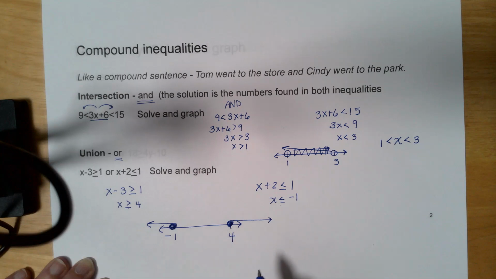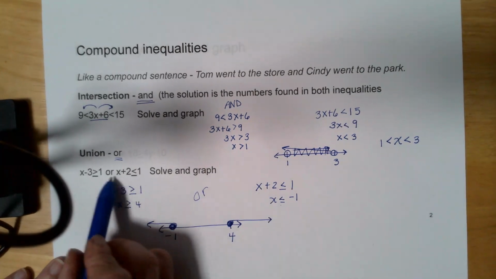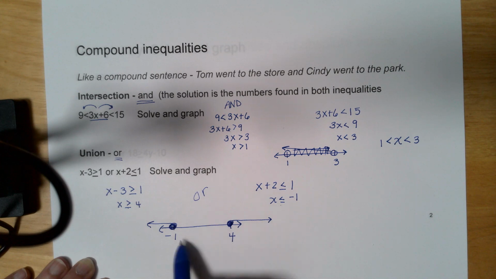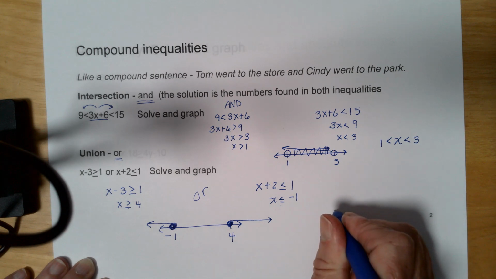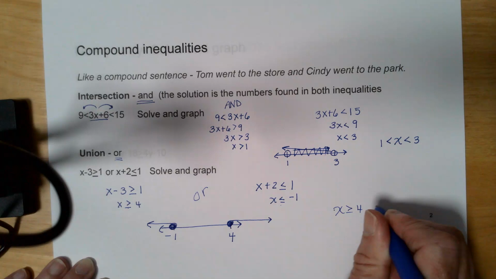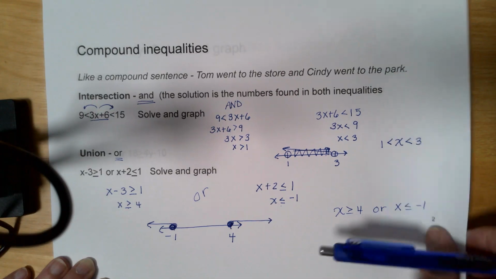Now notice that these don't have anything in common. There are no numbers that are in both of those. But because this is an or, which it says right there, it doesn't matter that they don't have anything in common. I'm looking for the numbers that are included in either one. I could write this as x is greater than 4, or x is less than or equal to negative 1.